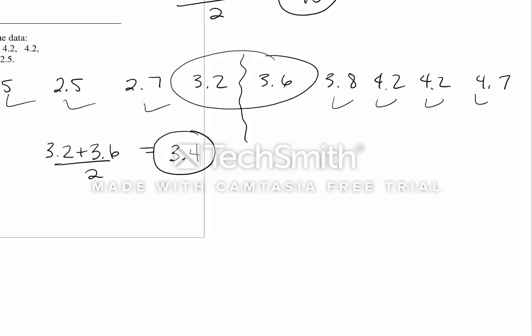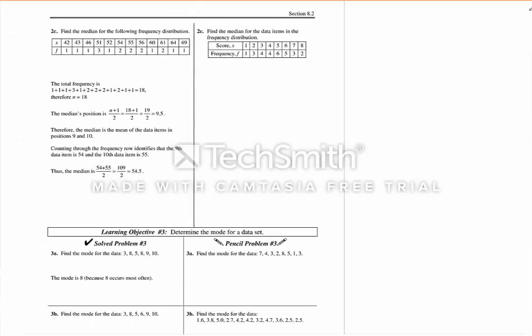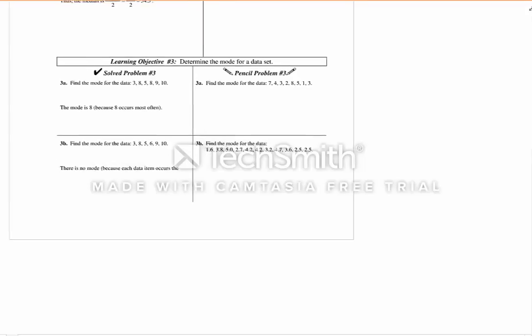And again, if there were an odd number of items and you actually had, let's say that 3.5 was in the middle, then that would be your median. But with an even number, you'll take the mean of the center two numbers. Move now to 3A. Look for the mode.